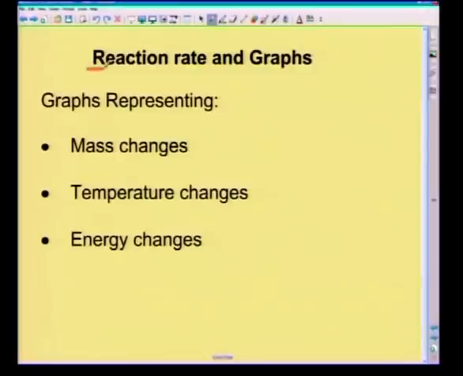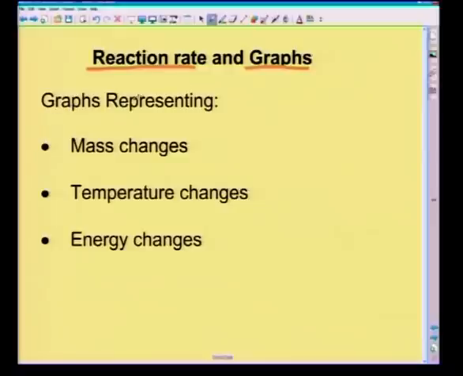Right, let's proceed. And now we're going to talk about how we can represent the process of chemical change, chemical reaction, graphically, the rate to be specific. We're going to look at specifically how we can graph this, put it in a nice short graph, and we can tell how the reaction is taking place in terms of its speed. Okay, so it's reaction rate and graphs.